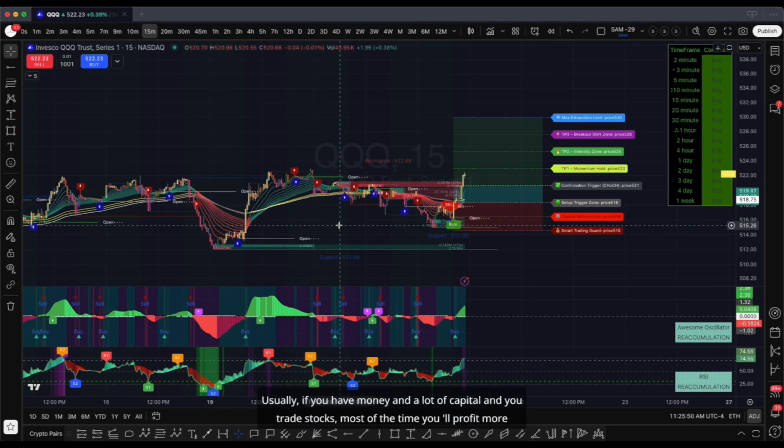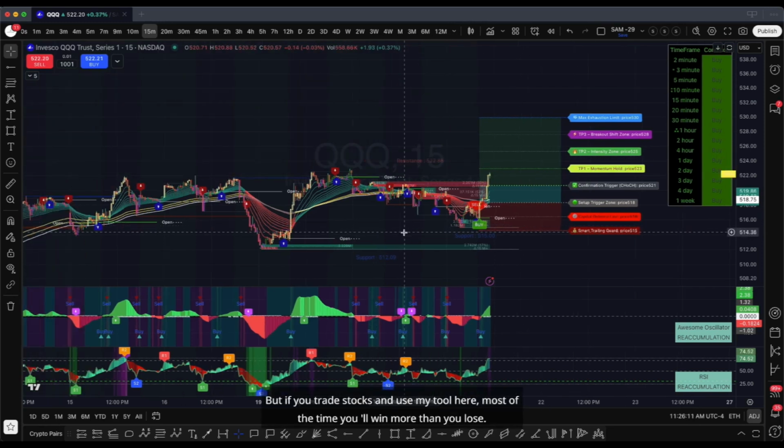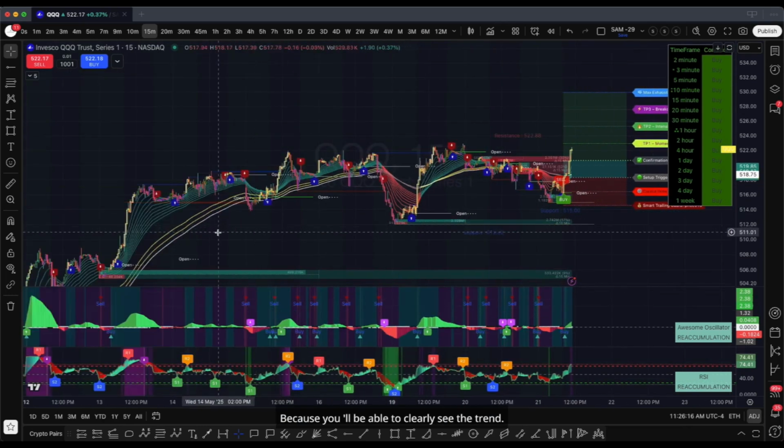Usually, if you have money and a lot of capital and you trade stocks, most of the time you'll profit more than if you trade options. With options, you usually lose more. For me, after many years of trading, with options, it's 100% that you'll lose money, not just 90%. But if you trade stocks and use my tool here, most of the time you'll win more than you lose, because you'll be able to clearly see the trend.